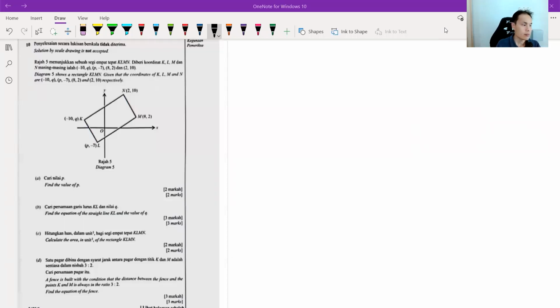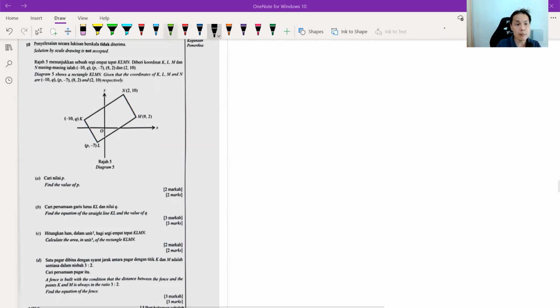Okay, moving on to question number 10. This is quite a question related to coordinate geometry, Form 4, Chapter 7. You're given a rectangle here, KLMN, with the coordinates given. You're supposed to find the value of P.